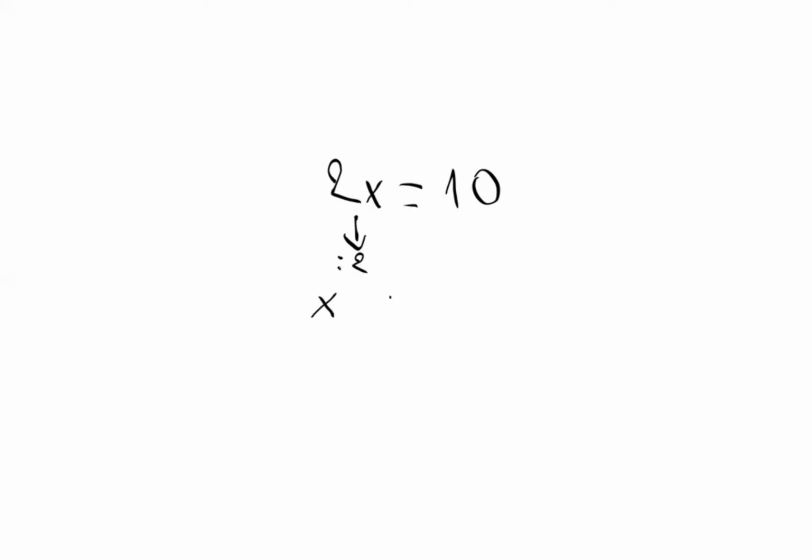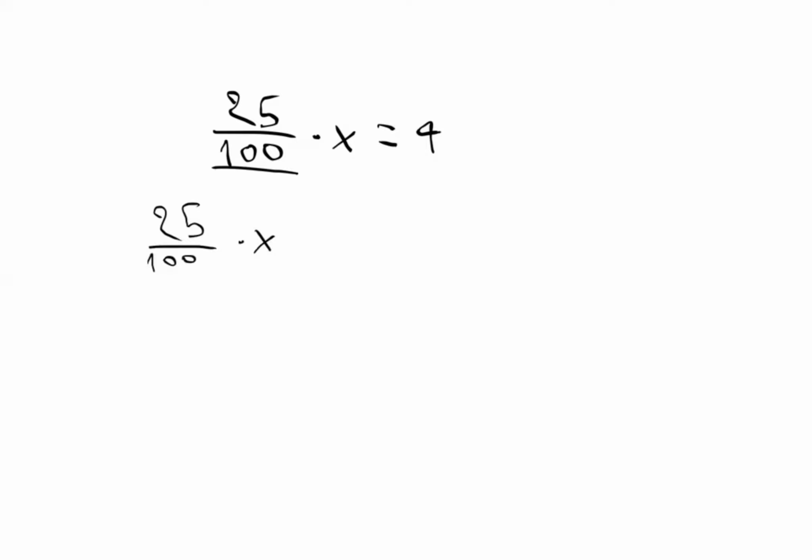But remember, to make an equation actually be equal, both sides have to be equal. So we have to do the same thing to both sides. If we divide one side by 2, we have to divide the other by 2. So 10 divided by 2 is 5. So in this case, x equals 5. Now, let's go back to our problem.